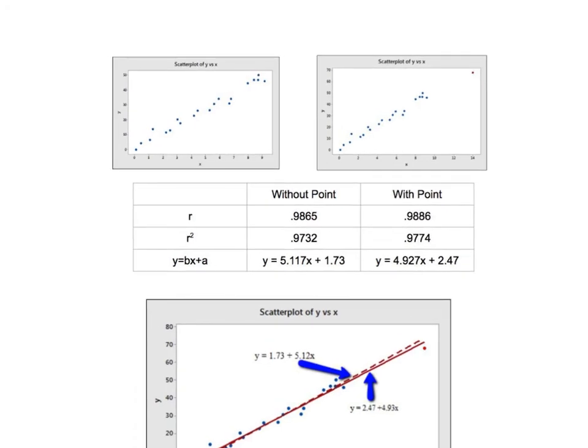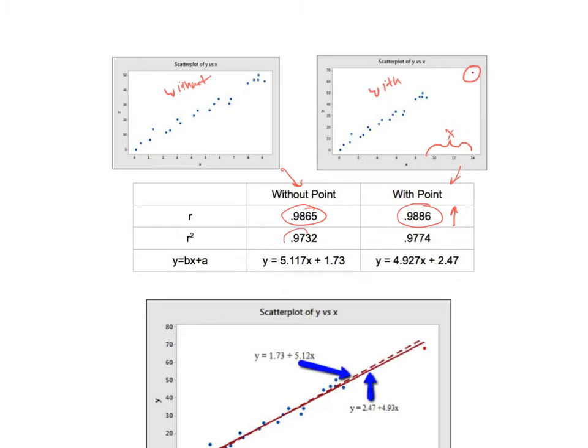Here's our second example, where remember we had the outlier in the x direction. Okay, but the y is basically where it should be because it's on that regression line. And then the graph on the left is without the point. So this is without. This is with. So we did the calculations again, and you can see without the point, our R was 0.9865. With the point, it's 0.9886. So this increased a little bit, okay? It made the relationship appear stronger.